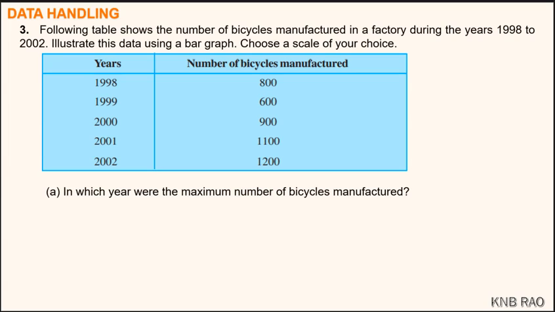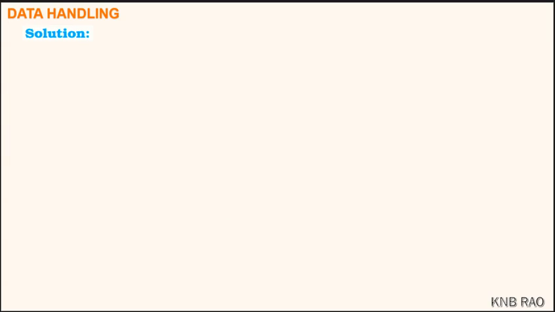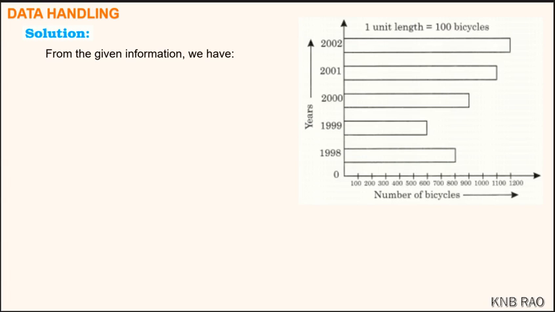Now, based on the bar graph we will draw, we need to answer the following questions. In which year were the maximum number of bicycles manufactured? Obviously it is 2002 because 1200 bicycles were manufactured. And in which year were the minimum number of bicycles manufactured? It is 600, the minimum number of cycles manufactured, in the year 1999. So, we will first draw the bar graph here.